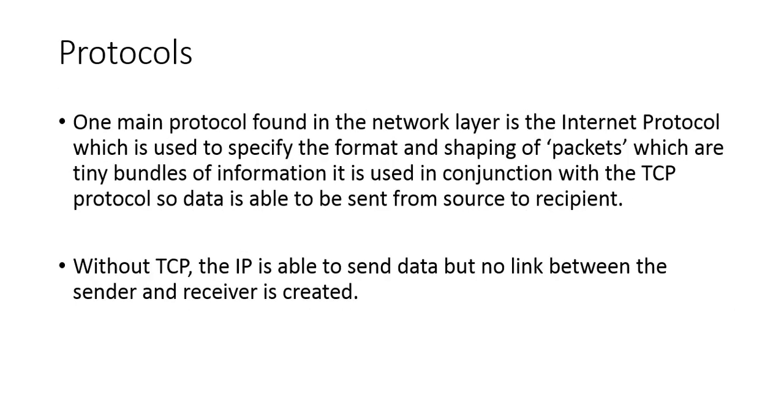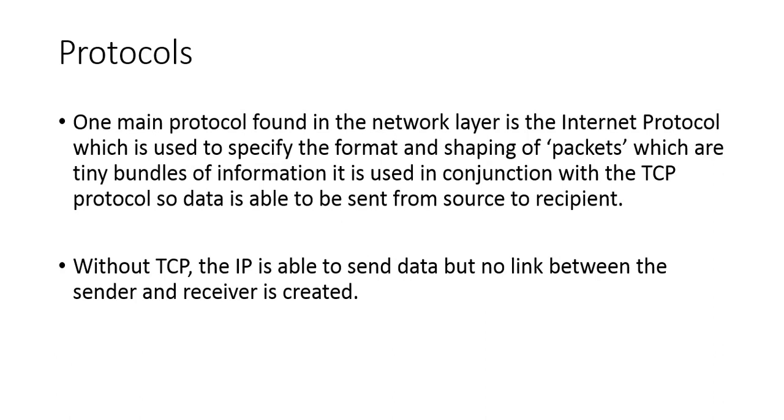Protocols. One main protocol found in the network layer is the Internet Protocol, which I discussed earlier. It is used to specify the format and shaping of packets, which are tiny bundles of information, and it is used in conjunction with the TCP protocol, so data is able to be sent from source to recipient. In the network layer, IP isn't always used in conjunction with TCP, and there's another protocol called NetWare. I think NetWare 205.11 or something like that, which isn't really worth talking about.